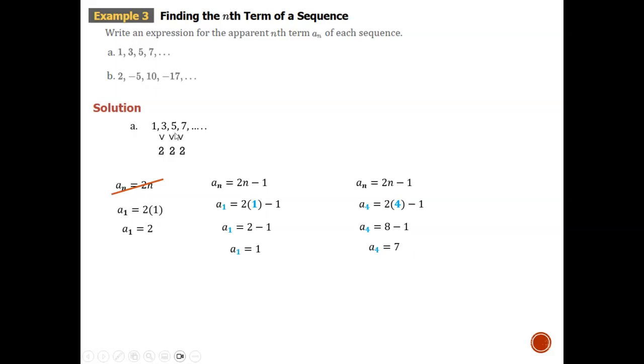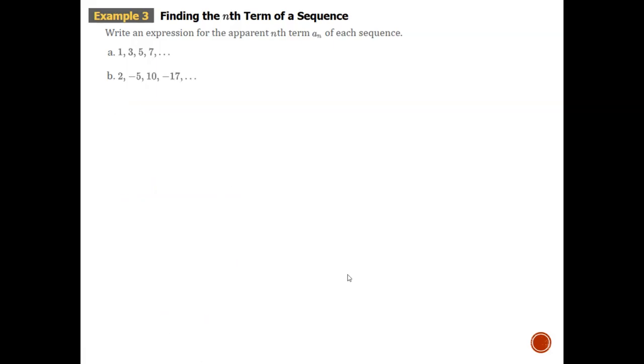So that was a good way to see what the difference was. We worked with the 2. It wasn't 2n, but 2n minus 1 worked. So we have the equation for this sequence right here, 2n minus 1. Okay, now let's look at the next one.